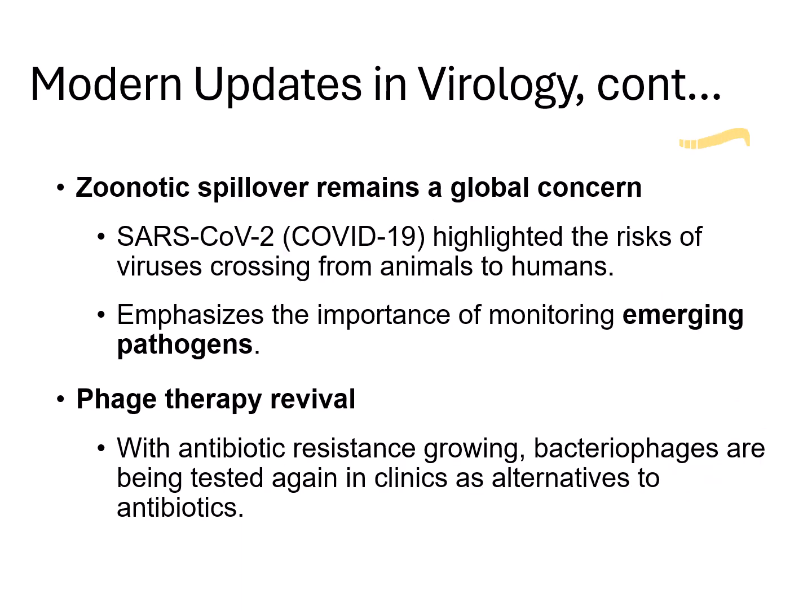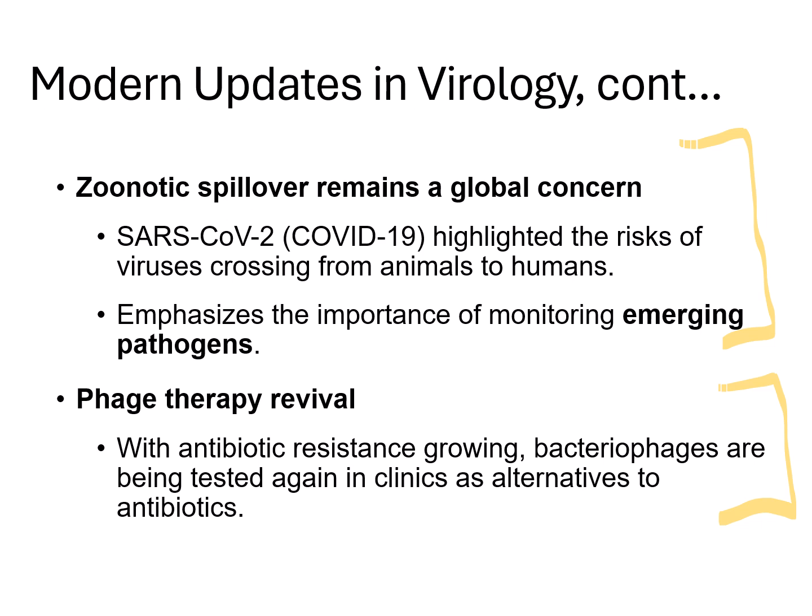In general, zoonotic spillover is still important and a major concern, as we saw with SARS coronavirus 2 that causes COVID-19. Genetic studies showed that this virus is closely related to coronaviruses found in bats. So we're not exactly sure what happened, but the virus likely jumped to humans, either directly or through an intermediate host. And then finally, we have phage therapy revival. With the rise of superbugs or antibiotic-resistant microbes, bacteriophages are again being tested to see if they can be alternatives to antibiotics.